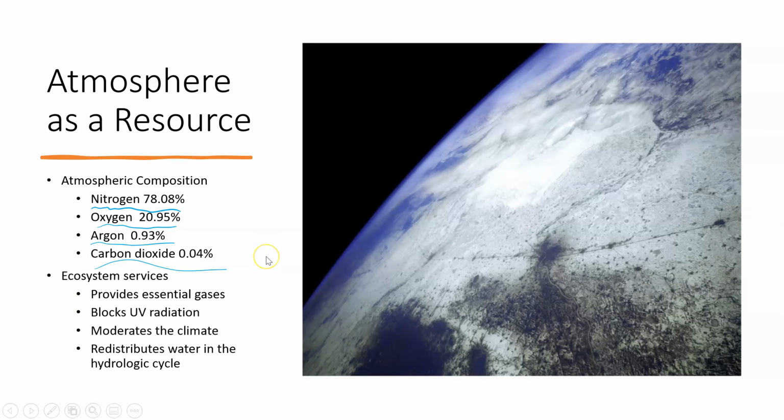All right? And the atmosphere itself provides specific ecosystem services, lots of them actually. Among them are providing essential gases like carbon dioxide and oxygen for both photosynthesis and cellular respiration. Higher up in the atmosphere, we have the service of blocking harmful solar radiation. The atmosphere, as we just learned about, helps to moderate our climate so we don't cool off too quickly at night and become a giant block of ice. And of course, it does things like redistribute water in the hydrologic cycle through weather events and so on.